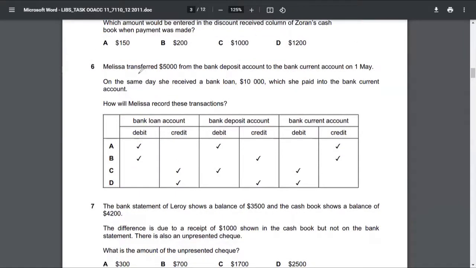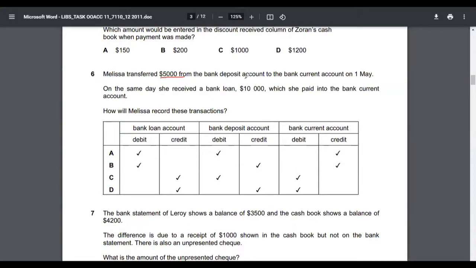Multiple choice 6. Melissa transferred $5,000 from bank deposit account to bank current account on 1st May. On the same day, she received a bank loan of $10,000, which she paid into the bank current account. How will Melissa record these transactions? So this is simple debit and credit.